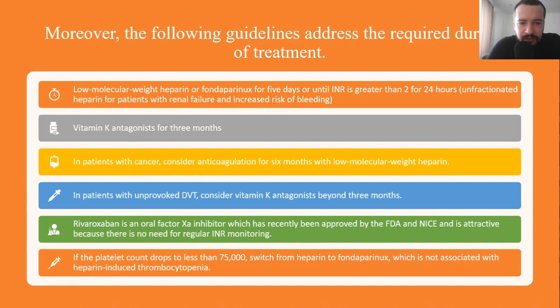Rivaroxaban is an oral factor Xa inhibitor which has recently been approved by the FDA and NICE and is attractive because there is no need for regular INR monitoring. If the platelet count drops to less than 75,000, switch from heparin to fondaparinux, which is not associated with heparin-induced thrombocytopenia.